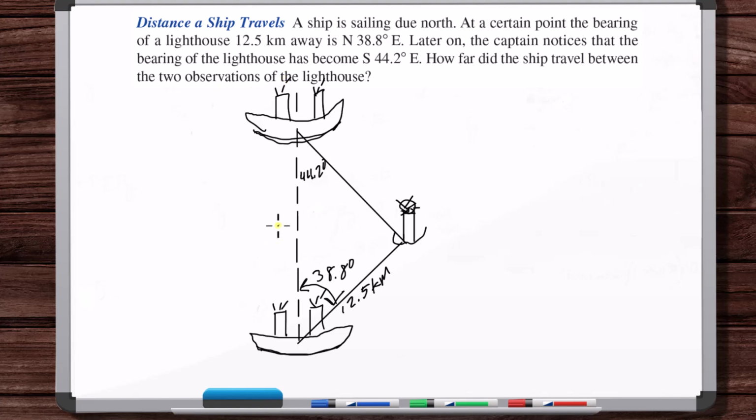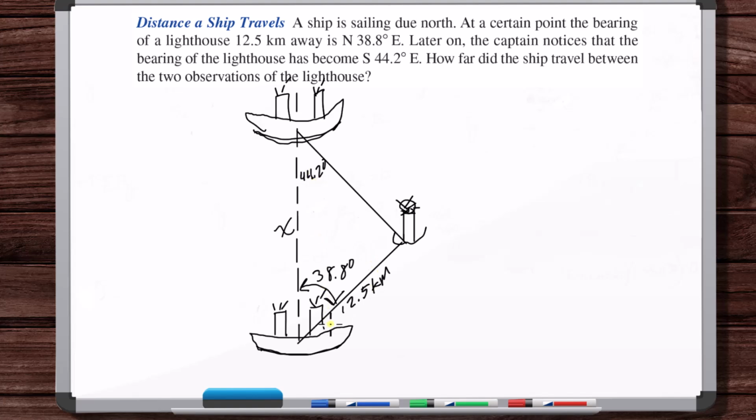So the question is, how far did the ship travel between the two observations of the lighthouse? They're looking for this length here. But to solve for this length, we just need to solve this triangle. Can we solve the triangle? What information do we have about the triangle? We've got two angles and we've got a side length.